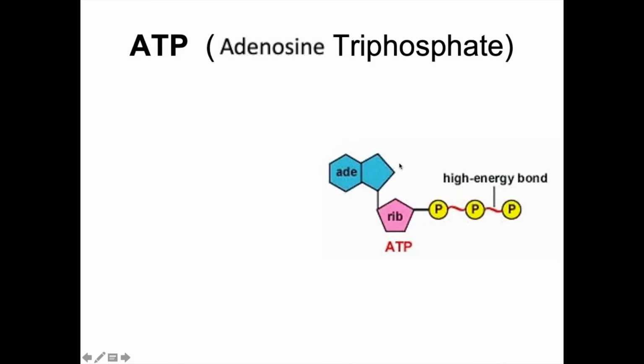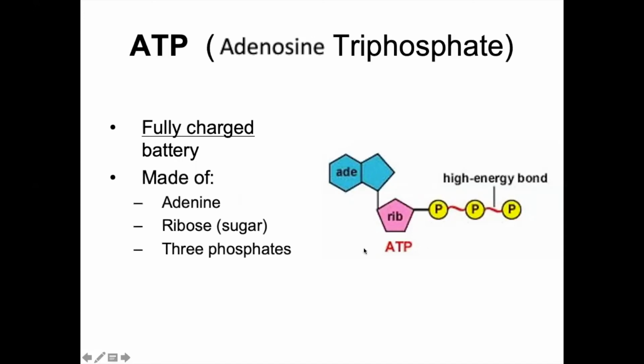Adenine and a ribose together is adenosine. So this should say adenosine triphosphate, 3 phosphates. This is your fully charged battery. All that energy is in between these 2 phosphates. And like I said, made of adenine, ribose, and 3 phosphates, right here. We want to rip this phosphate off to get the energy in between to survive.